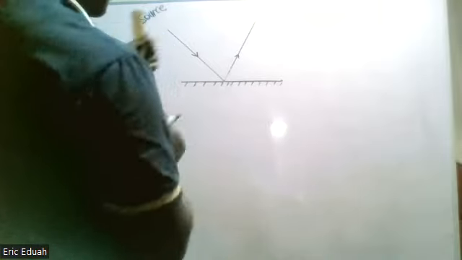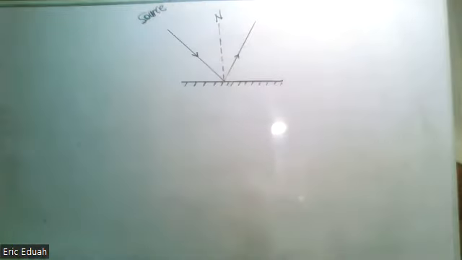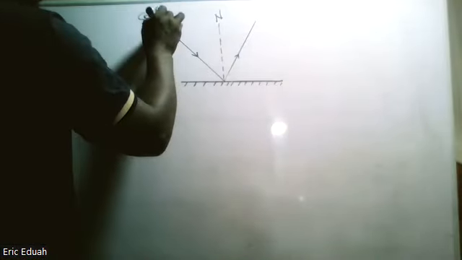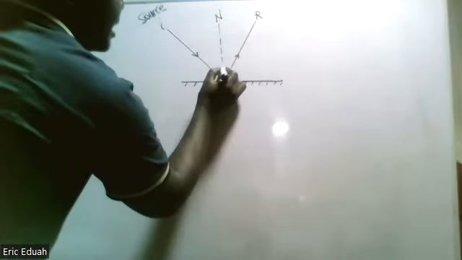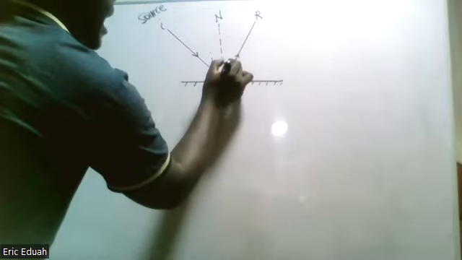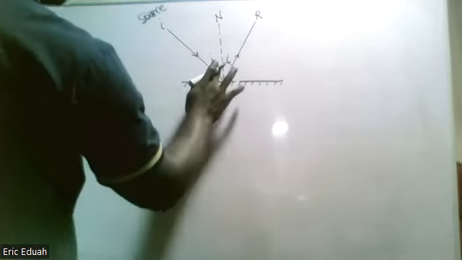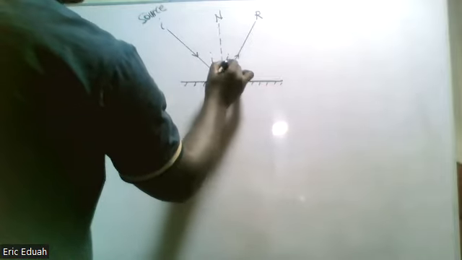So this is the reflected ray. If we draw a normal to it, the normal divides the angle between them into 2 equal parts. The normal is always perpendicular to the mirror. So this is N, N for original, this is I. This is R for original. This is I, and this is also I. Angle of incidence equals the angle of reflection.